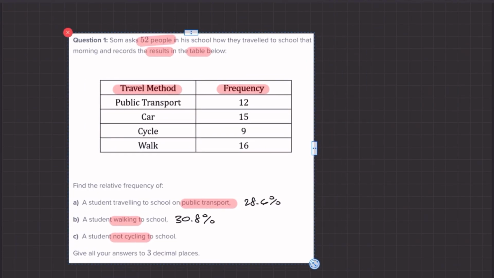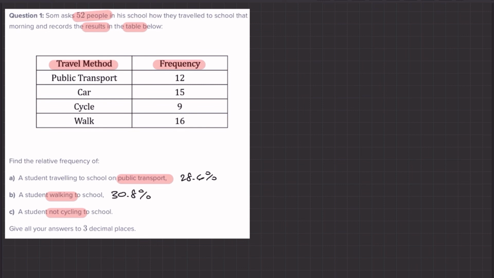Okay, so basically what happened is that the video kind of cut out toward the end of solving the problem. So I just wanted to do this last question justice and finish the final portion. So we're working on part C, which is a student who is not cycling to school. So basically how I explained it is that a student who is not cycling to school must be taking any of the other methods of transportation, which include public transportation, car, or walking. And we know from the table what the frequency of those values are.